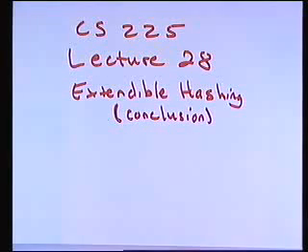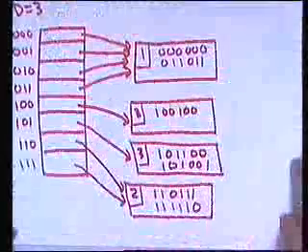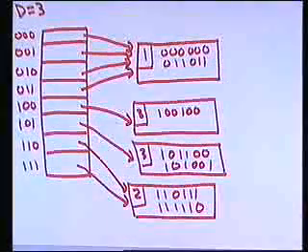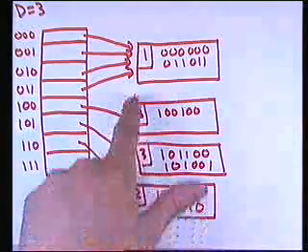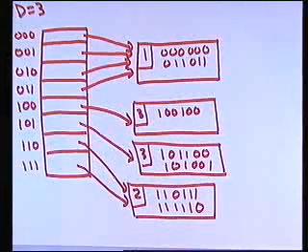Hey, welcome back. In this lecture, we're going to be concluding the extendable hashing discussion. We left off last time looking at a table, and this is slightly different than the table that we talked about last time. First, the keys are different. I've picked different keys. And secondly, we've got this little box in the corner there that we didn't have at the end of the last picture.